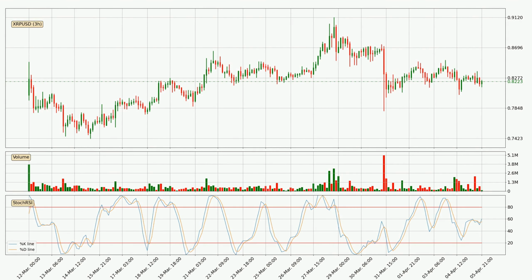Jumping to the 3-hourly Stochastic RSI, there are no signs of the Stochastic RSI being oversold or overbought at this time, but the %K line is over the %D line, which means the current trend is to the upside.